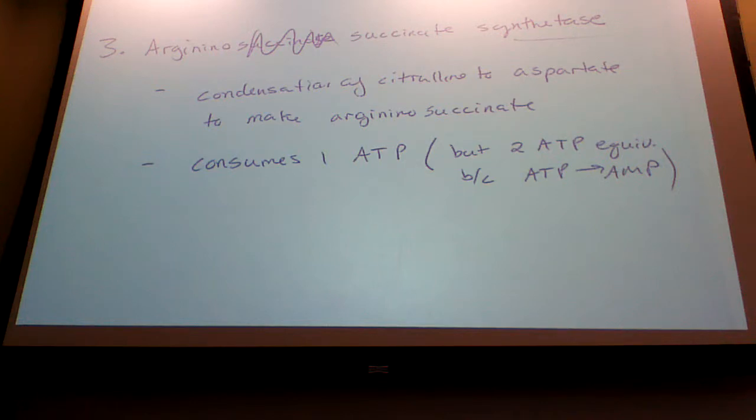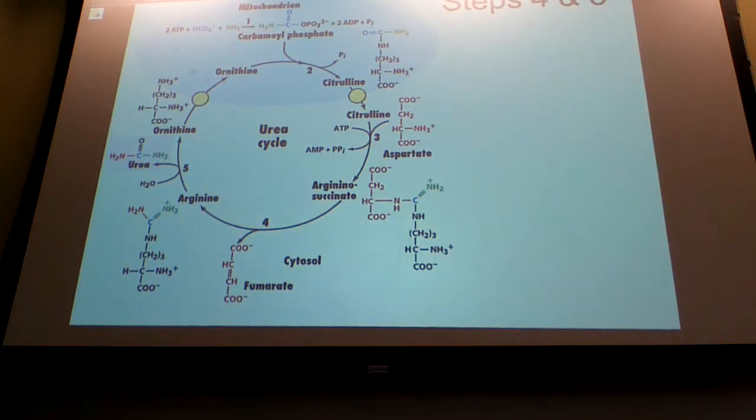Let me go back to the slide again. So again, here we are in the mitochondria, carbamyl phosphate, then we transfer the carbamyl group to ornithine. Citrulline leaves at that point. So now we're in the cytosol for this last reaction. So step 3 is in the cytosol, and the aspartic acid comes in, and we make argininosuccinate.